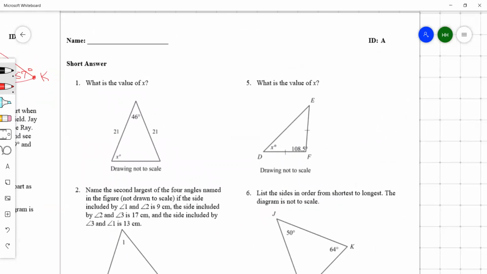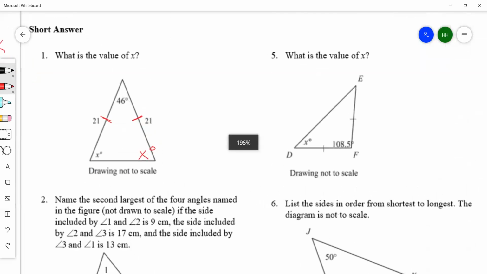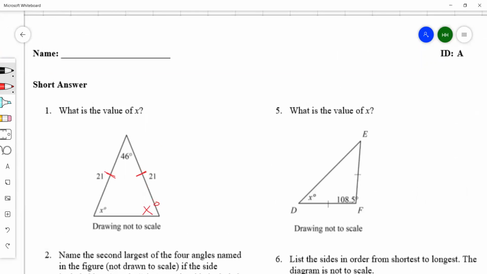So here's your short answers. What is the value of x? All right, you have two congruent sides here. Isosceles triangle. If two sides of a triangle are congruent, then the angles opposite those sides are congruent. So if this angle down here in the bottom left is x degrees, this angle is x degrees. So here's your setup. x plus x plus 46 has to equal 180. So 2x plus 46 has to equal 180.